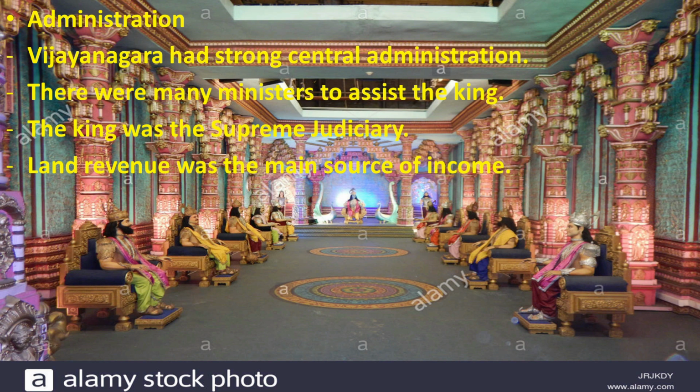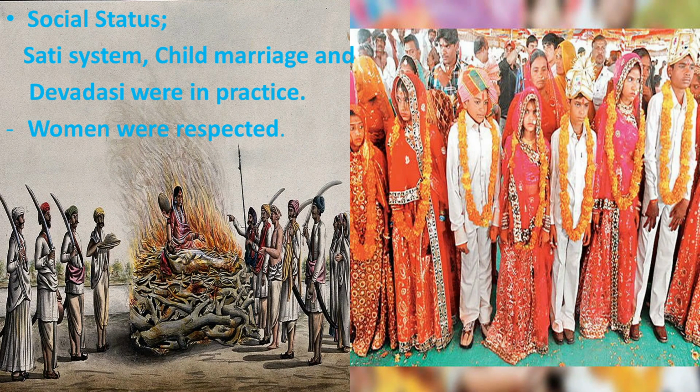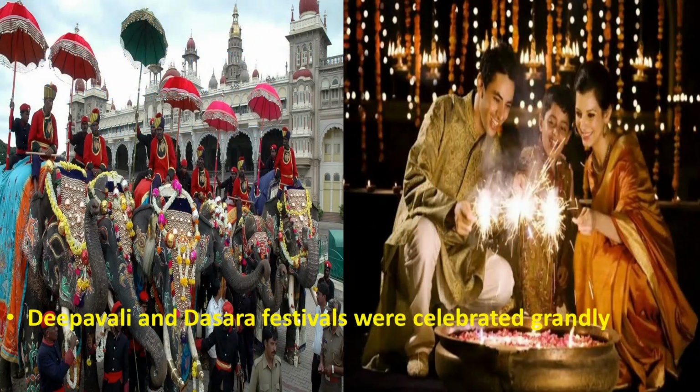Not only that, trade tax, profession tax, road tax, fair tax, export tax and tribute in cash were other sources of income. Social status. During Vijayanagara period, child marriage, sati system and devadasi systems were in practice. Monogamy, having only one wife, was in practice, but rich people and kings were following polygamy. Women were respected in the society. There was great respect for women in the society. They celebrated Deepavali and Dasara festivals. Dasara festival was celebrated under the king's patronage.